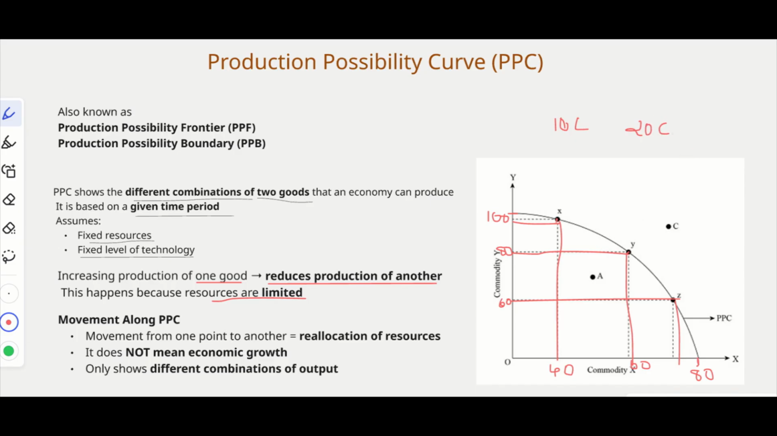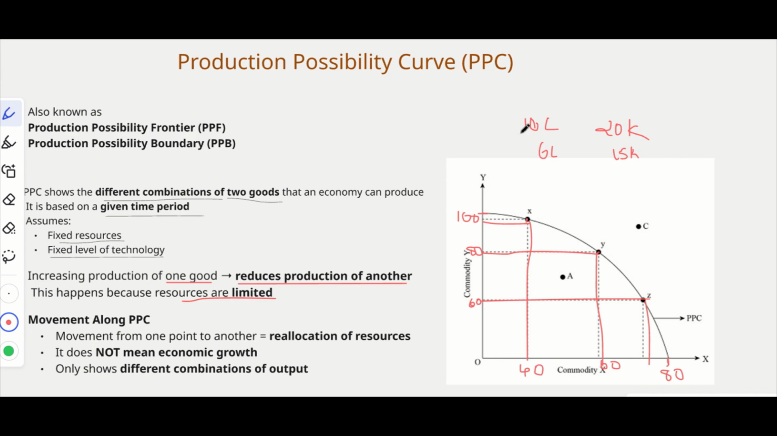So let's take it like that: 20 units of capital. And for producing 60 or 80 units, I need around, let's take it as, six labors and around 15 units of capital. So this shows the reallocation, right?